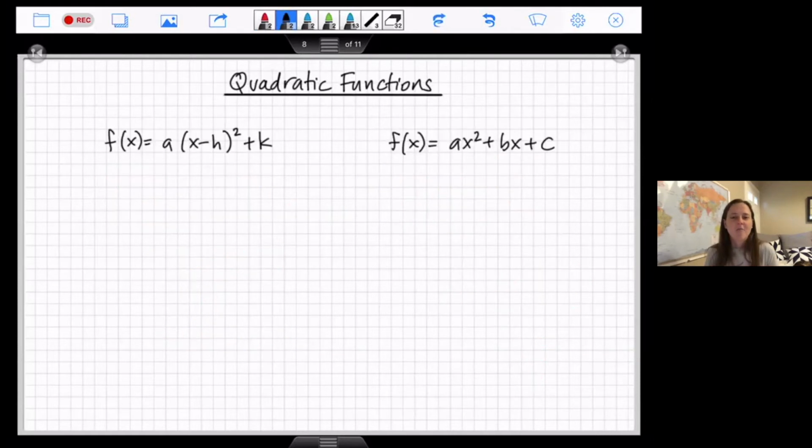All right, so here I have both of our forms written, our standard form on the left and our general form on the right. And I'm going to see what happens when I try to write the standard form in general form and see if we can figure out where this negative b over 2a formula came from. Okay, so this is going to look like alphabet soup for a little while here. I'm going to FOIL out this x minus h.